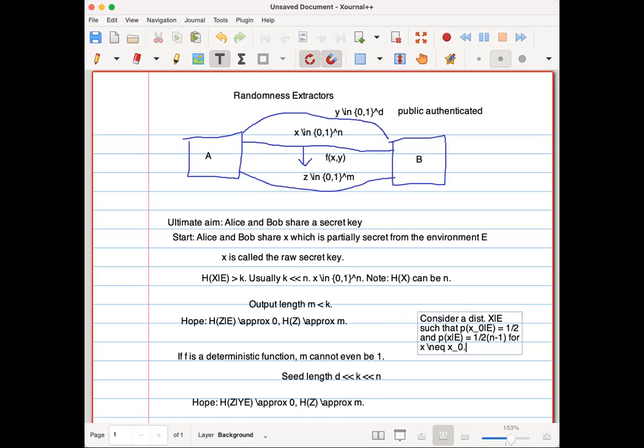This distribution has the property that there is a particular point x0 where there's a peak. The probability of x0 conditioned on Eve's knowledge is half, but the remaining half of the probability mass is divided uniformly among the rest of the x's, not equal to x0. Something like this happens. Now the question is, how much can you extract out of it?